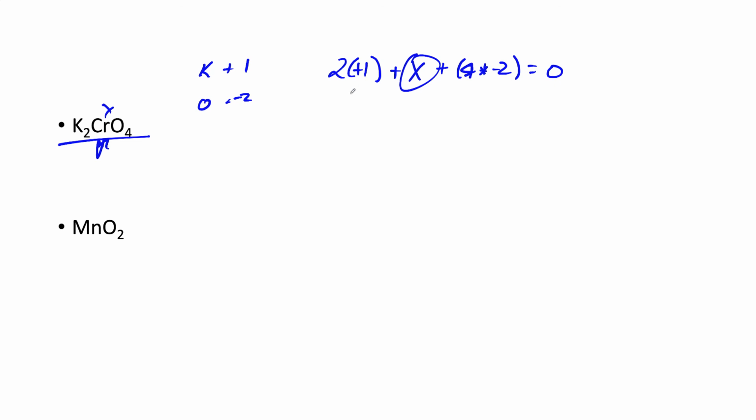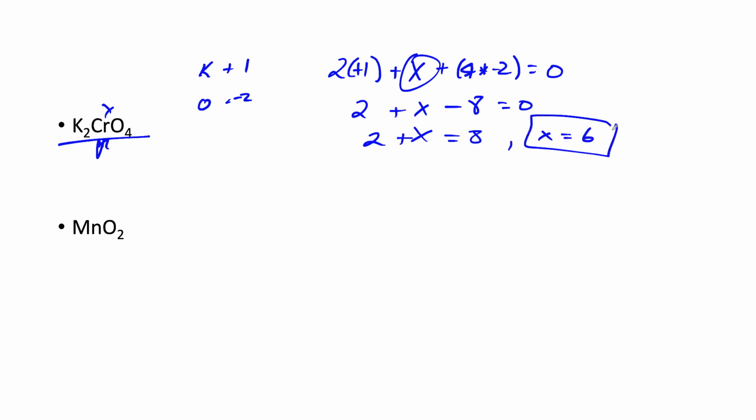So 1 times 2 is 2, so 2 plus x, and so forth. That's going to be a -8. It's going to equal 0. Move the 8 over. 2 plus x is equal to 8. X is equal to 6, and that's the oxidation number of chromium, it's going to be +6. So when we're looking for oxidation numbers, potassium is going to equal +1 again. Oxygen is equal to -2, and Cr is going to be equal to +6.